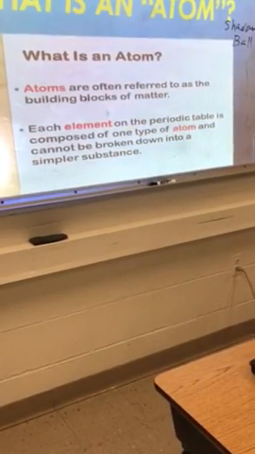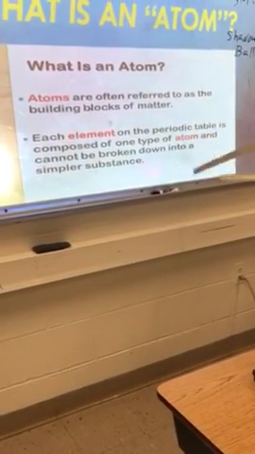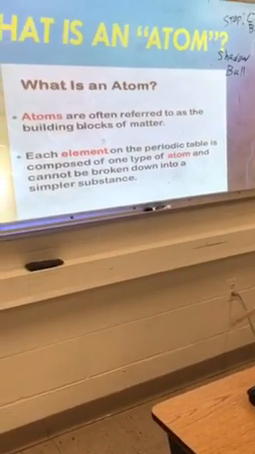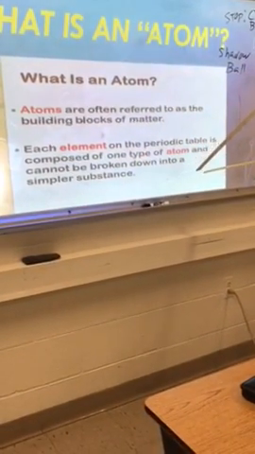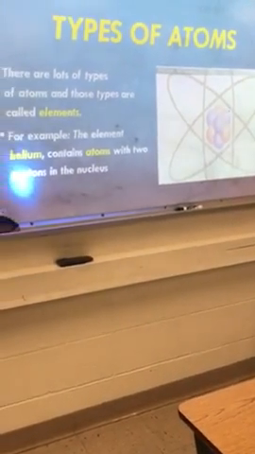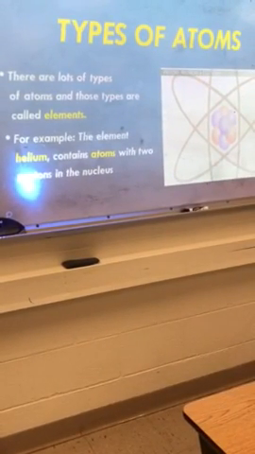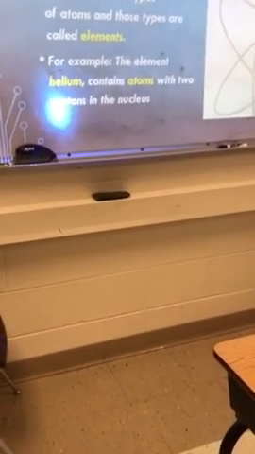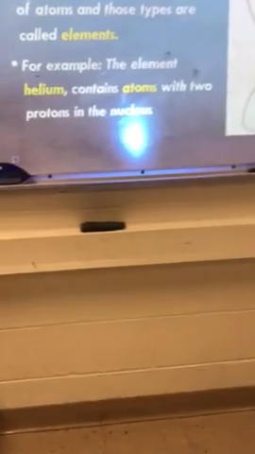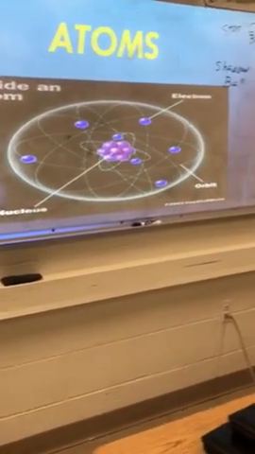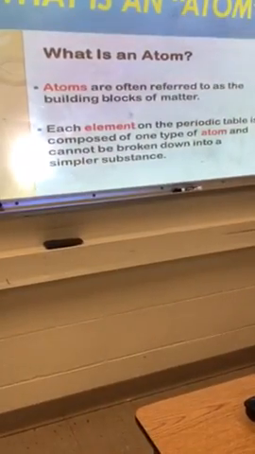Each element on the periodic table, what we mentioned earlier with helium and all those different things that make up the periodic table, is composed of one type of atom and cannot be broken down into a simpler substance. Some types of atoms: there are a lot of types of atoms, and those atoms are called elements. Some examples: you have helium. Helium atoms contain 2 protons and 2 neutrons, pretty much what you just saw in this picture right here at the beginning of what atoms actually were.